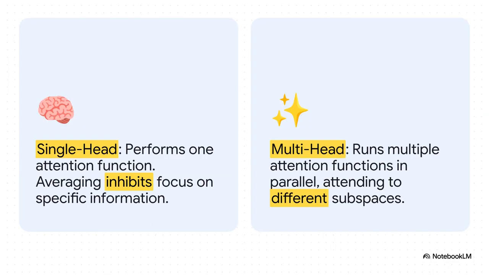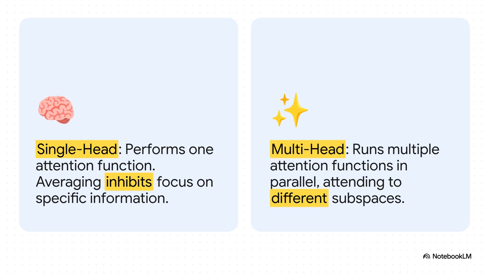Now, you could do this just once, but that's like asking a single person to understand every possible grammatical and semantic relationship in a sentence all at once. It's too much. So, the transformer uses multi-head attention. This is like having a committee of specialists. Instead of one big attention calculation, it runs several smaller ones in parallel.